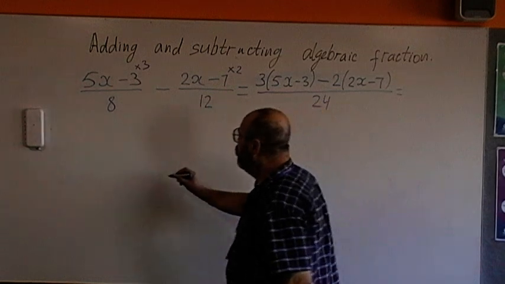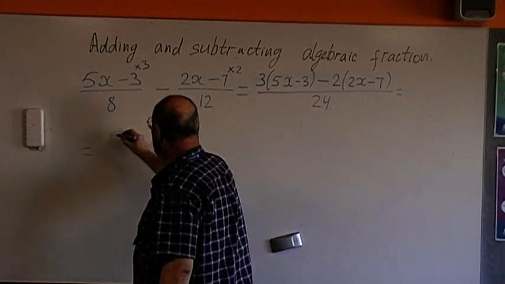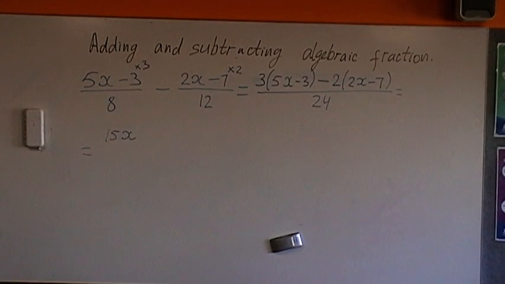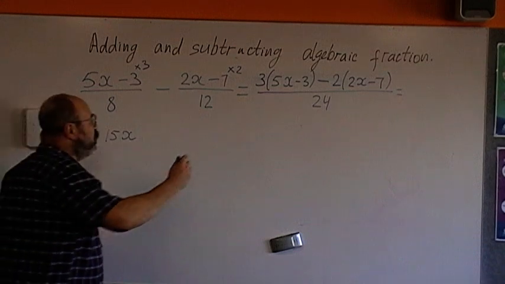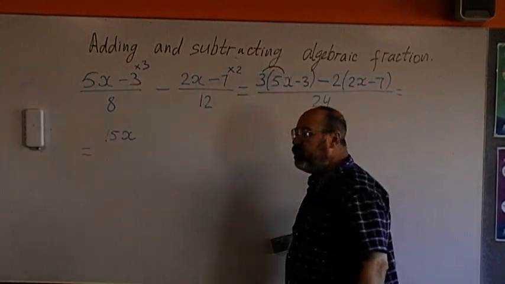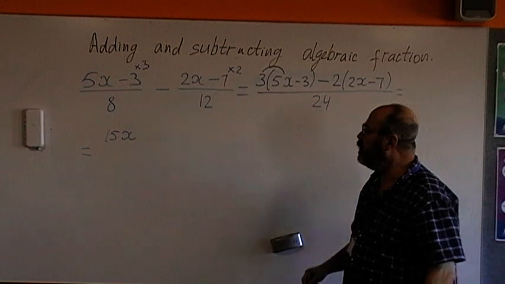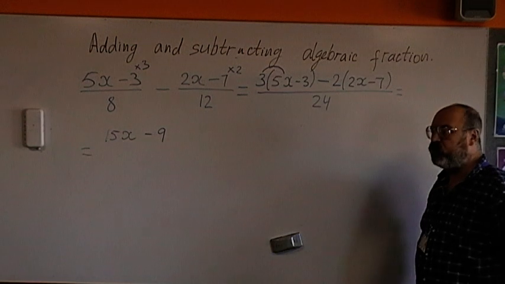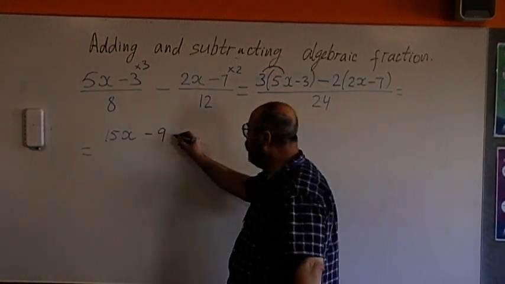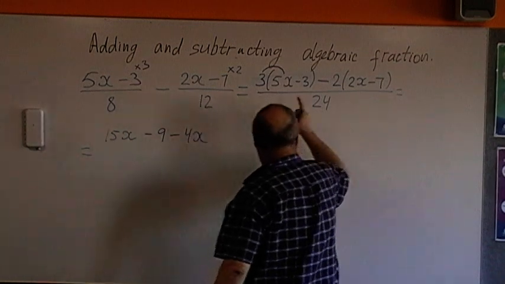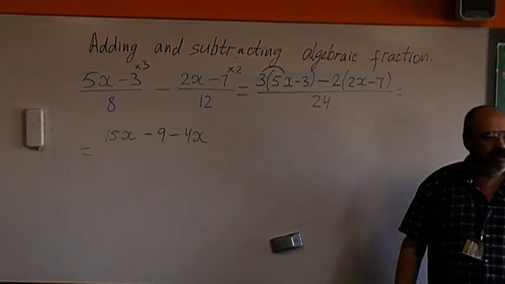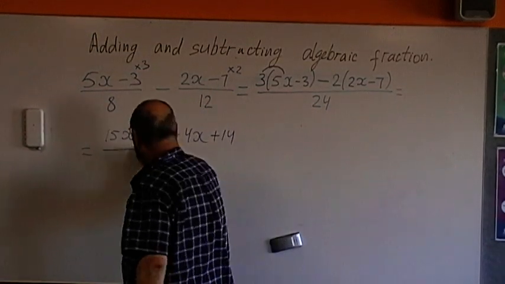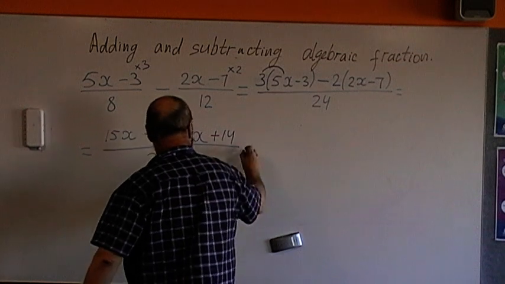Equal 15x, because 3 times 5x is 15x. Minus 3 times negative 3 is minus 9. Now minus 2 times 2x is minus 4x, and negative 2 times negative 7 is plus 14, and that's all over 24.